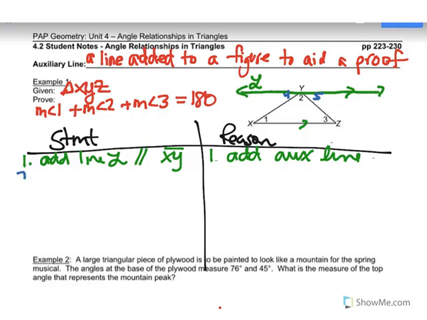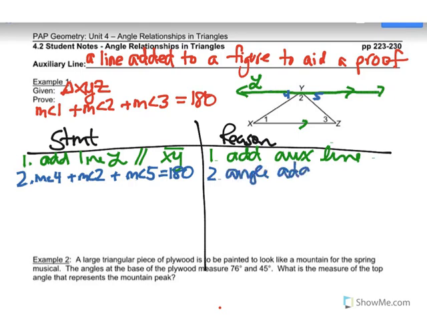So let's add that to our proof. We're going to say the measure of angle 4 plus the measure of angle 2 plus the measure of angle 5 equals 180 degrees. And we know that by the angle addition postulate. You add up angle parts and they make a whole. So angle addition postulate.